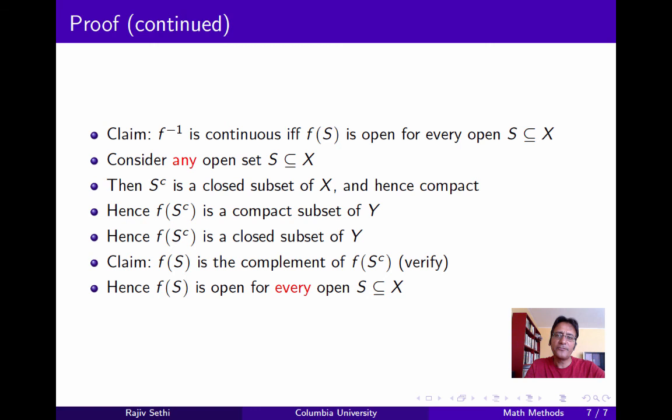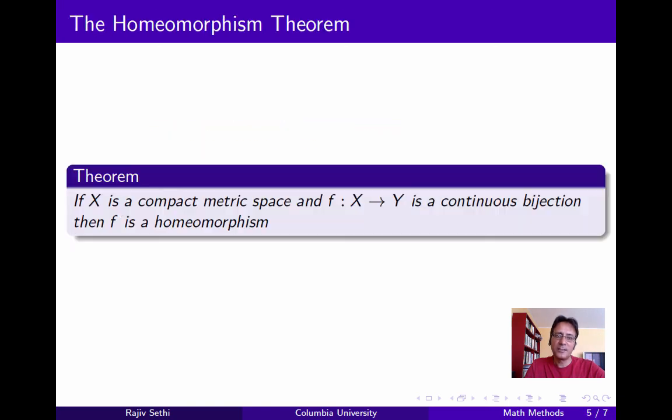So we've shown that for every open set S in X, f of S is open in Y. But since f is the inverse image of f inverse, this proves that f inverse is continuous. In other words, we've shown that if X is a compact metric space and f is a continuous bijection from X to Y, then the inverse function f inverse must be continuous and therefore f must be a homeomorphism. And that's it for this segment.